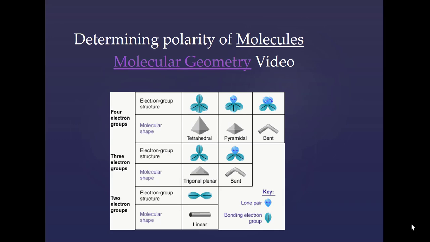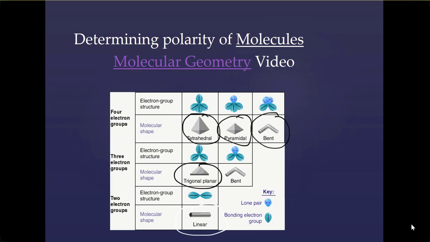Now that we know what a polar bond is, we can look at polar molecules. So the molecules all together, they can be polar or nonpolar. And recall the five shapes that you needed to know. You need to know the shape linear, trigonal planar, tetrahedral, and then we have pyramidal and bent. So those are the five shapes that you need to know.